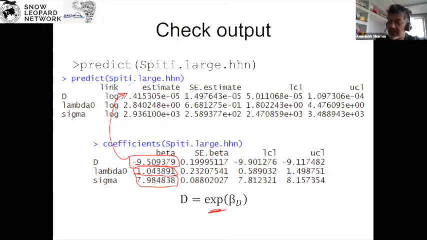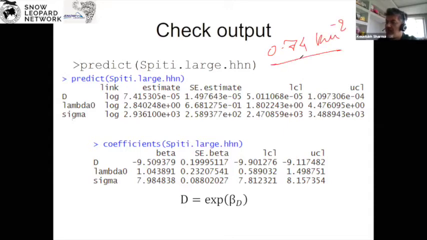And that's the value which it has provided us here. This can be read. Now, you have to remember that spatial capture recapture estimates density in hectares. So this value is in hectares. If I translate it into per square kilometer, it comes out to be 0.74 snow leopards per square kilometer. That comes out to be my density of snow leopards.